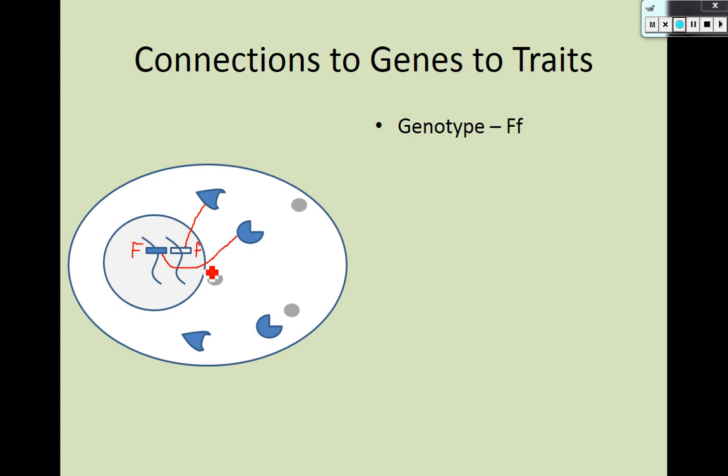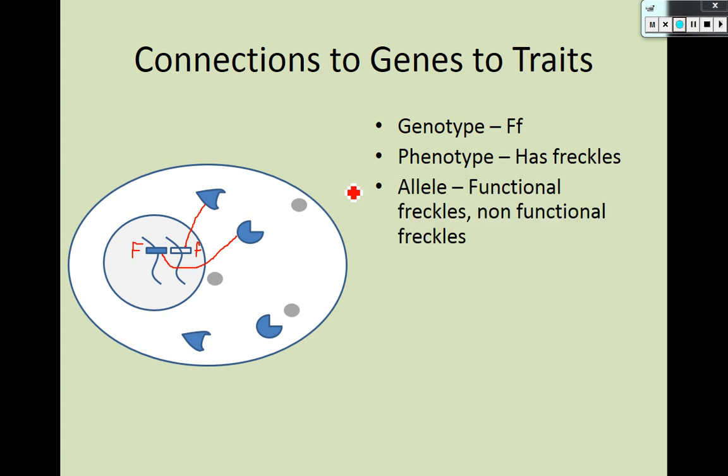So we would say that this genotype is big F, little f, because there's one functional and one non-functional, and we're always going to make the functional one capital. The phenotype is the person has freckles. The alleles in this person, there are two alleles. There is a functional freckle allele and a non-functional freckle allele. And then it's diploid because there are two freckle genes, two chromosomes that are making the freckle gene.